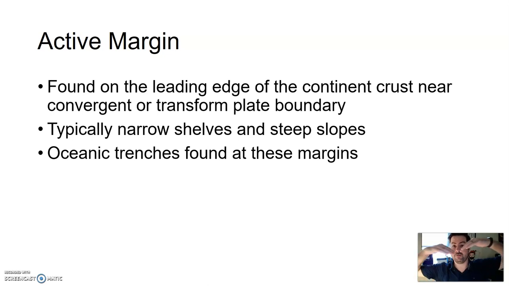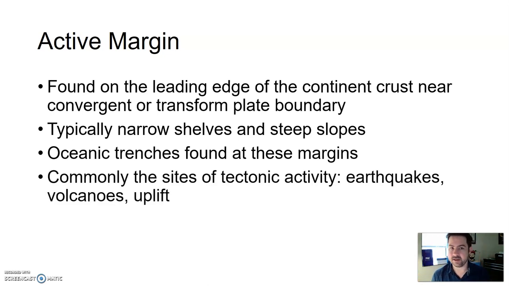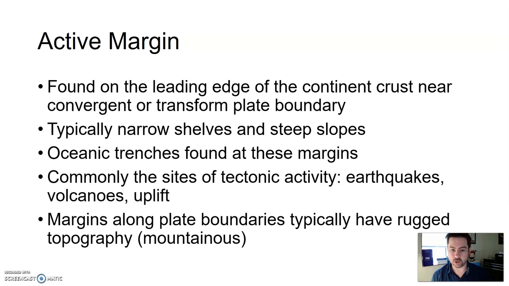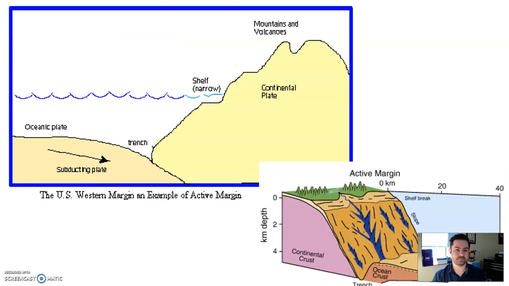For instance, at convergent boundaries, as the oceanic plate subducts below the continental crust, that point where they're intersecting, with the oceanic crust bringing down the continental crust with it, forms a very deep trench. Active margins are common sites of tectonic activity: earthquakes, volcanoes, uplift. These types of plate boundaries typically have rugged topography, very mountainous, and you'll see some examples here shortly.